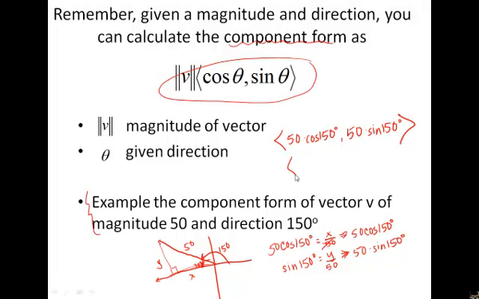When you do that, you are going to get approximately negative 43.3, comma 25, which means we moved negative 43.3 and up 25 to get to that point right there, which had the overall vector component of a 50 magnitude and the direction of 150 degrees.